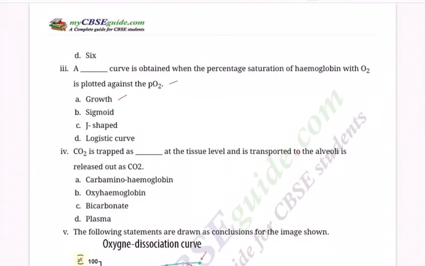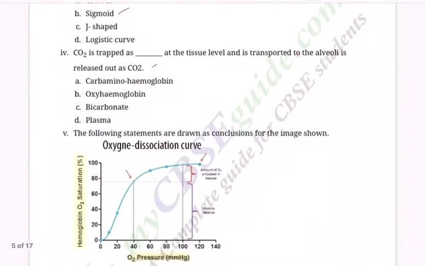Question 3. A dash curve is obtained when the percentage saturation of hemoglobin with O2 is plotted against the partial pressure of oxygen. A. Growth curve, B. Sigmoid curve, C. J-shaped, and D. Logistic curve. Now, question 4. CO2 is trapped as dash at the tissue level and is transported to the alveoli, where it is released out as CO2. A. Carbaminohemoglobin, B. Oxyhemoglobin, C. Bicarbonate, D. Plasma.